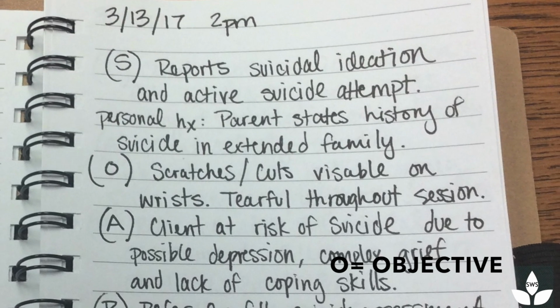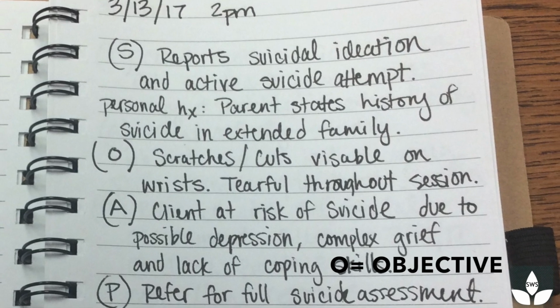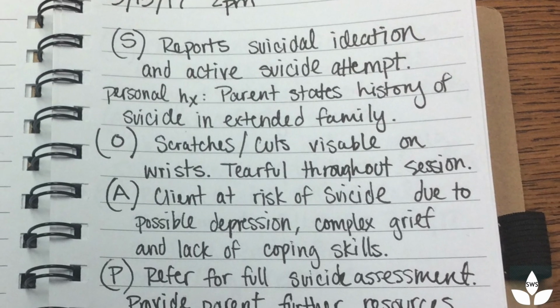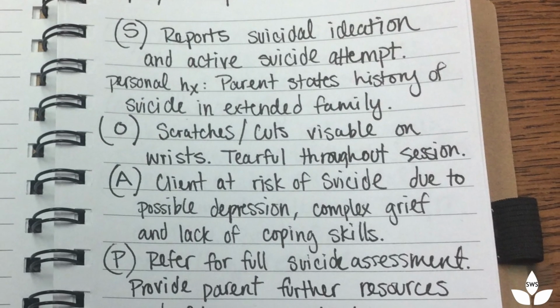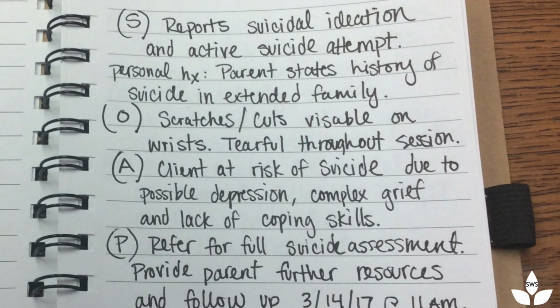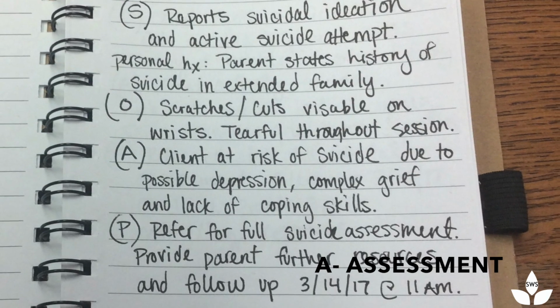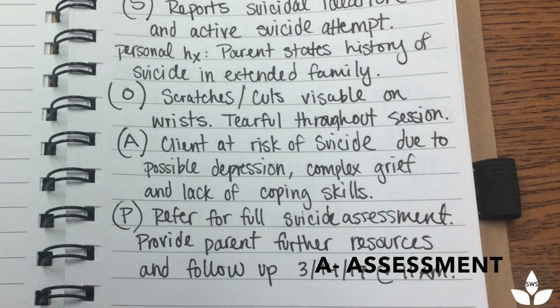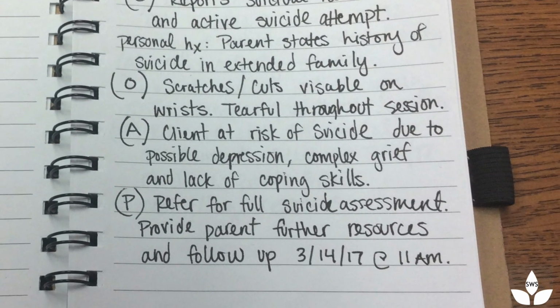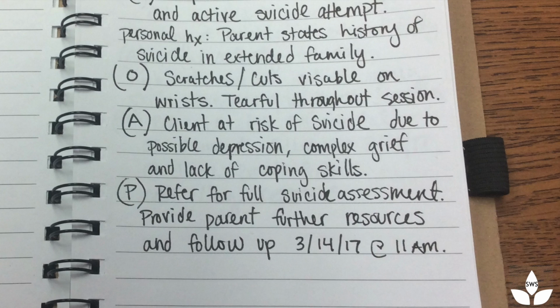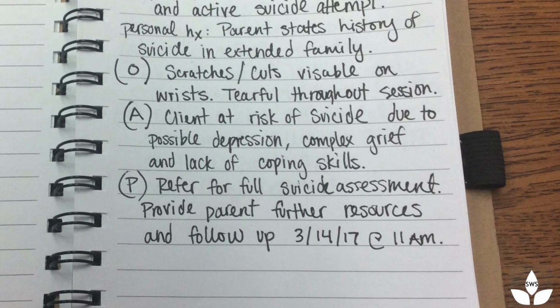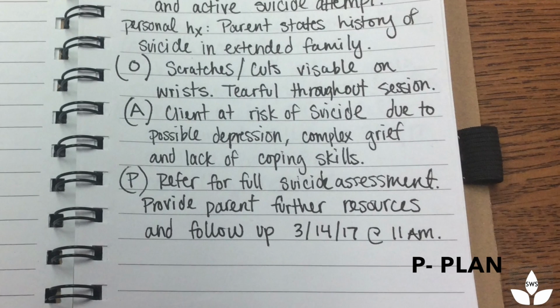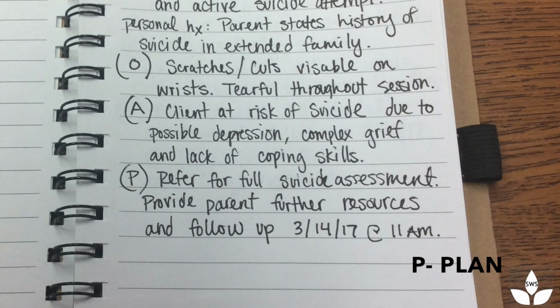The O is going to stand for objective. These are factual things that you saw in session, and so what I saw were scratches and cuts visible on the wrist. The A is your clinical assessment. So A stands for assessment, and you basically put together your subjective and objective, and then you come up with what you think is really happening. So client is at risk of suicide, and then P is your plan.